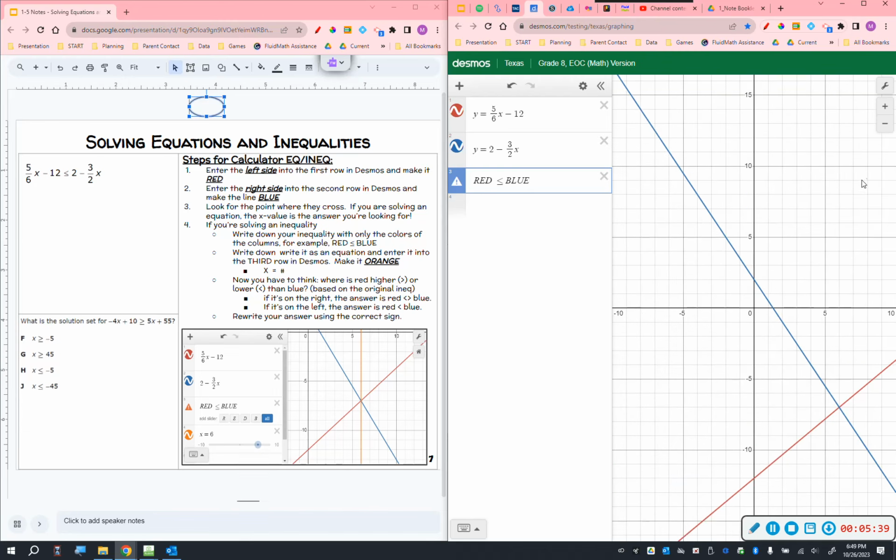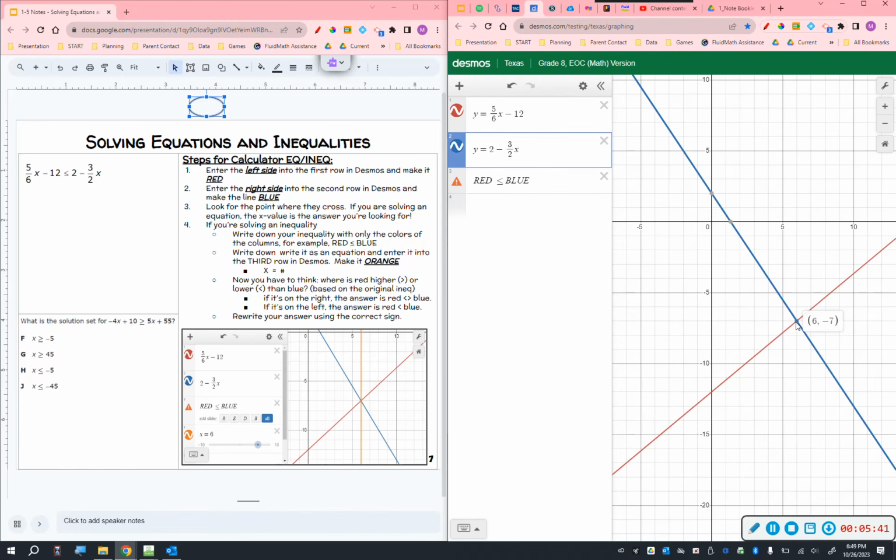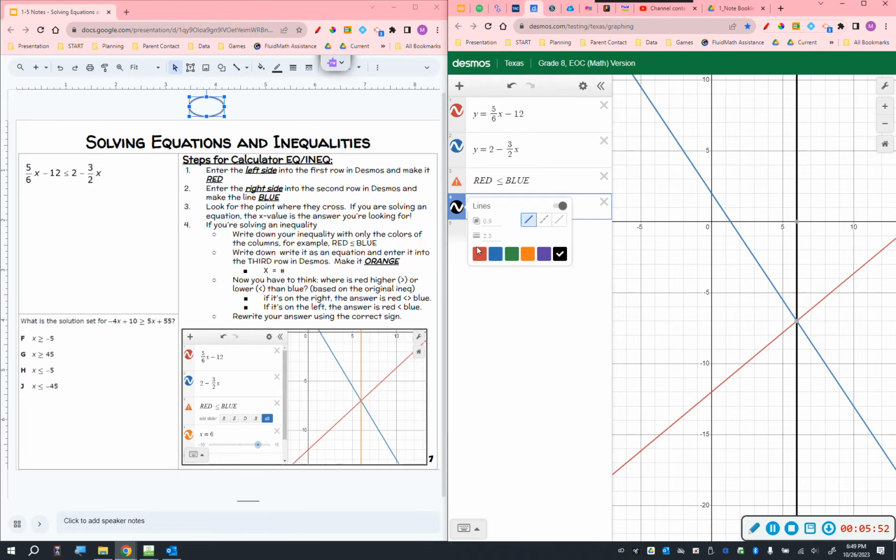Now, I'm going to click home and look at this. Where do they cross? They cross at 6, -7. So that means x equals 6. I write what the x is. Okay, and again, I'm just going to turn that orange to make it a little bit easier to see.